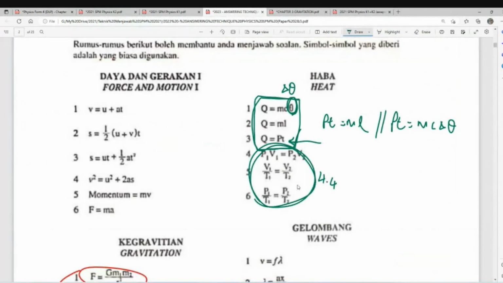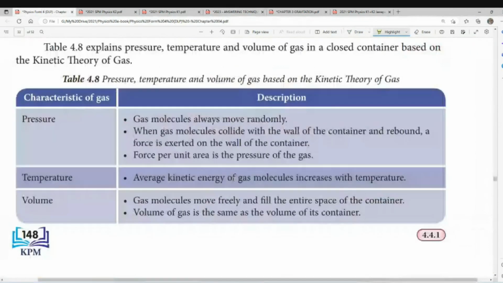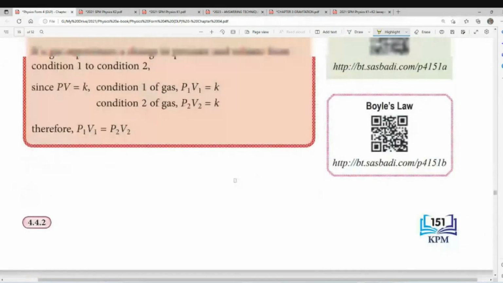So the PV, this one is Boyle's law, right? When there's V over T, when there's a volume, this one is Charles's law, right? And when they have a pressure here, there will be Gay-Lussac's law, right? So still remember the answer that I shared before. Okay, we have Gay-Lussac's law. Please remember the full names: Boyle's law, Charles's law, Gay-Lussac's law.